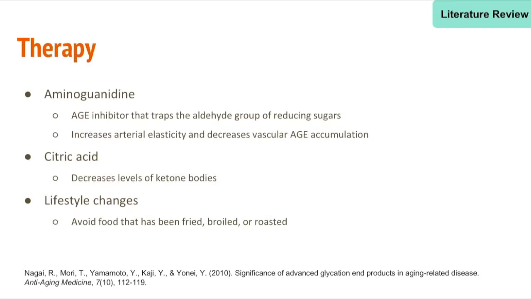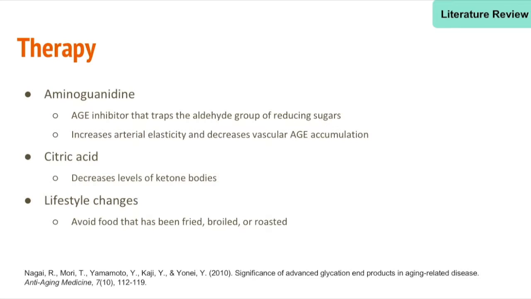There are several therapies available that can mitigate the effects of increased AGEs in the body. Firstly, aminoguanidine is a potent AGE inhibitor that traps the aldehyde groups of reducing sugars so that they can no longer be bonded to proteins. This reduces the likelihood of the formation of AGEs. Thus, the arterial elasticity increases and the vascular AGE concentration decreases.